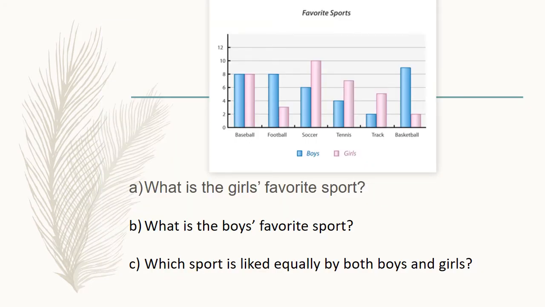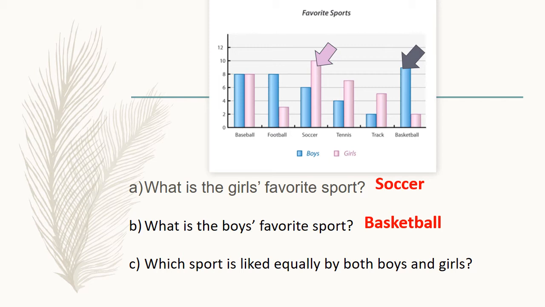The favorite sports. They asked some girls and boys about their favorite sports, and they represent the data in this bar graph. What is the girls' favorite sport? This is the highest bar for the girls, which is the pink bar. So it is soccer. What is the boys' favorite sport? Go to the highest blue bar. It is this one, so it is basketball.